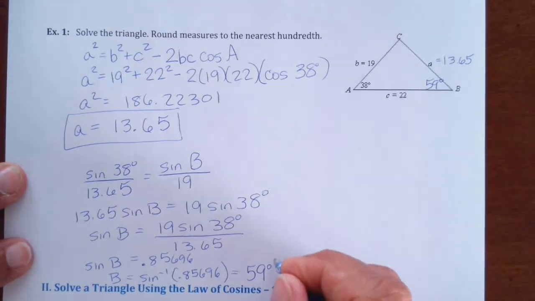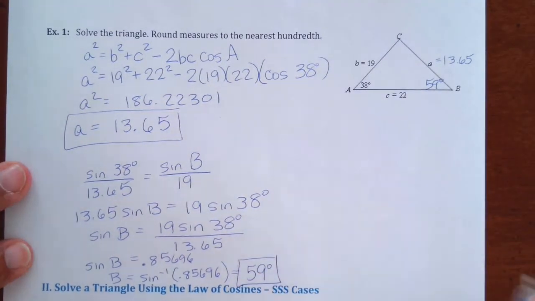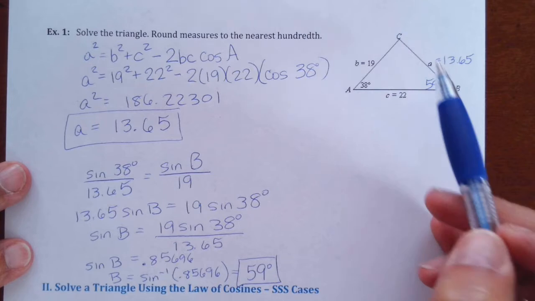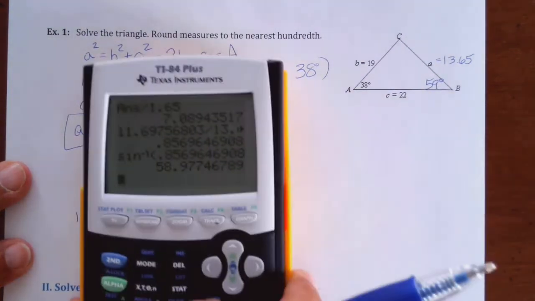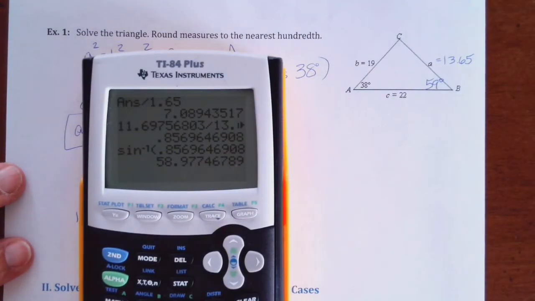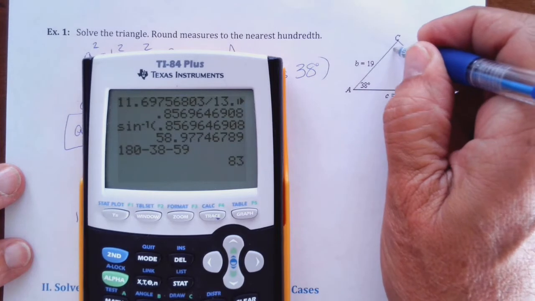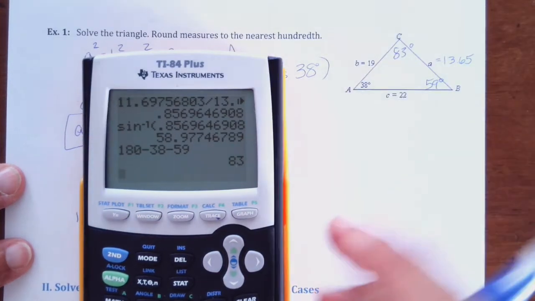All right, and then lastly, to find C, you just add these two angles up and subtract them from 180. So we have 180 minus 38 minus 59. So we end up with angle C being 83 degrees. Okay?